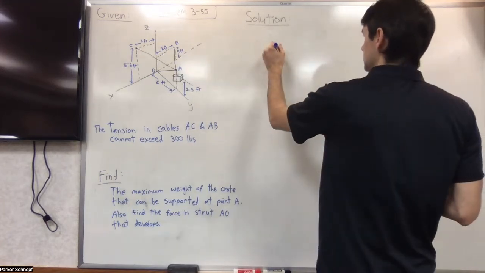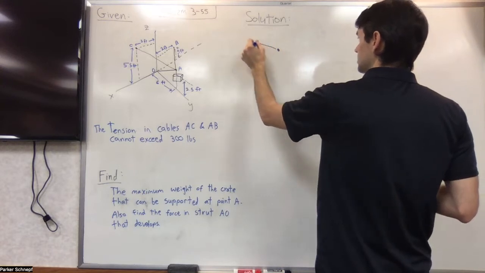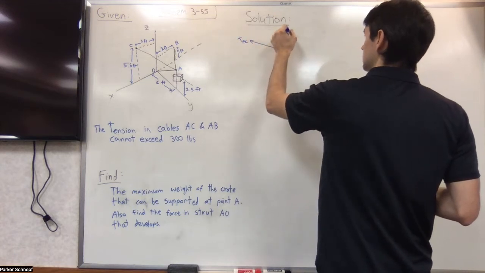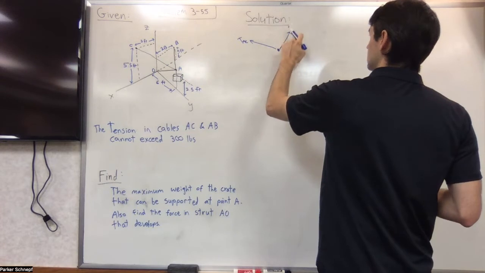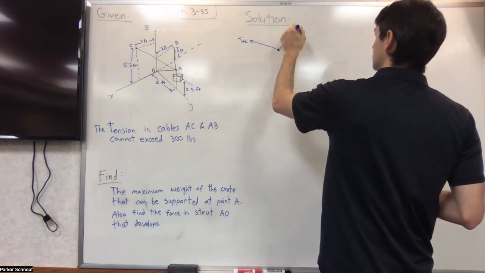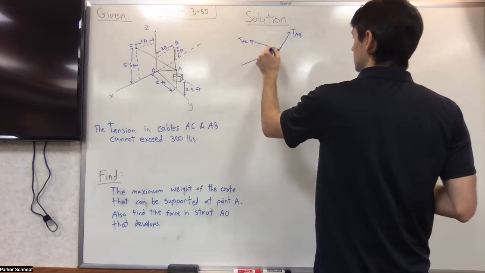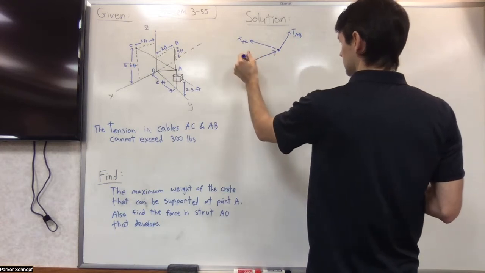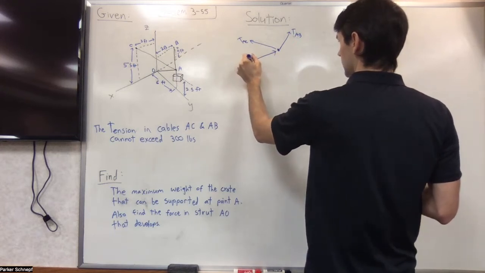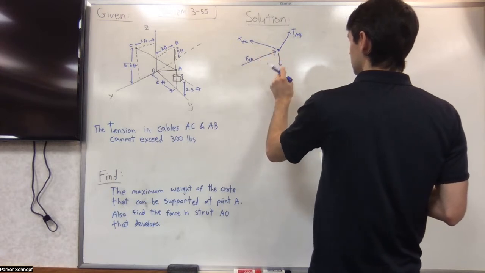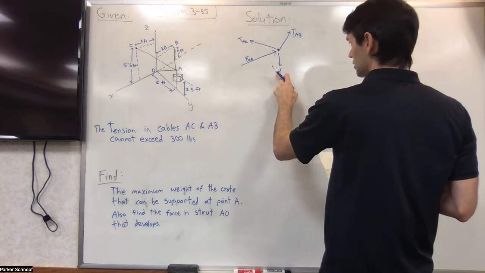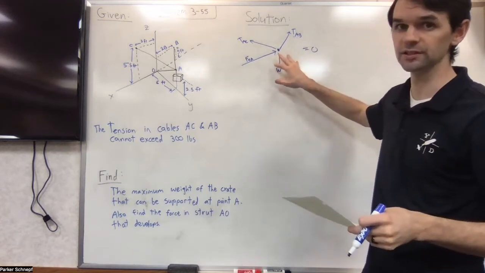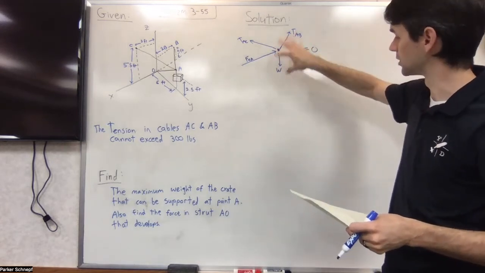At point A, we have a tension AC, a tension AB, and a compression, which we call force OA. Then there's the weight of the crate, which we don't know yet. Just like before, we draw a free body diagram, only this time it's in 3D, and we know that the summation of those forces must equal 0.